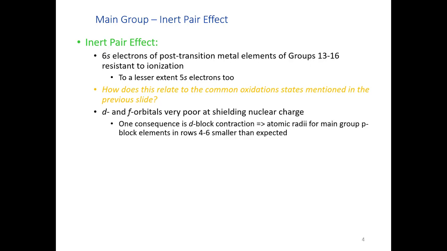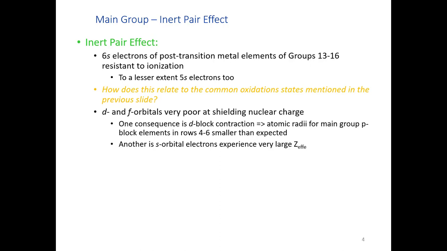Because the d and f orbitals are so bad at shielding nuclear charge, we see what's called the d and f block contraction. In this case, the d block contraction is what we're concerned about with respect to the inert pair effect. The d block contraction is where the atomic radius does not increase as much as expected down a group in the p block. This is most pronounced in group 13.